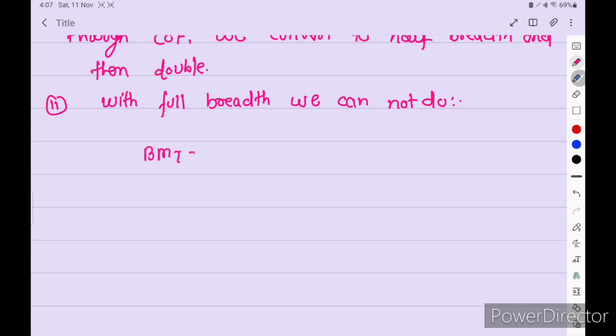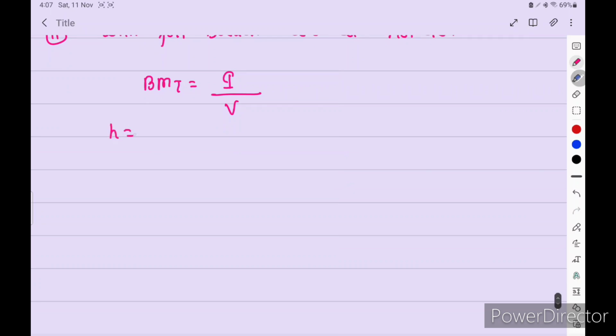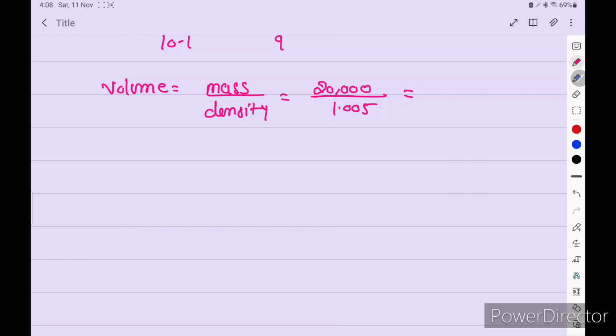Since we know that BM transverse is equal to I center line upon volume, where h is equal to 180 divided by number of ordinates minus 1, so 10 minus 1, 180 divided by 9 is equal to 20 meters. Volume is equal to mass upon density. So mass is given 20,000, density 1.005. So we calculate the volume.